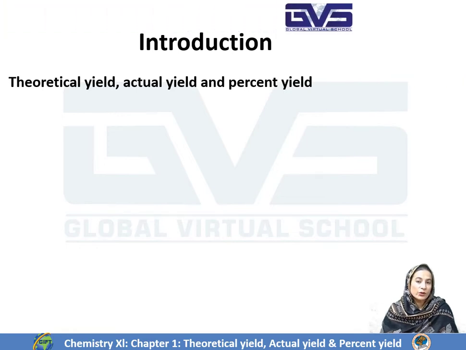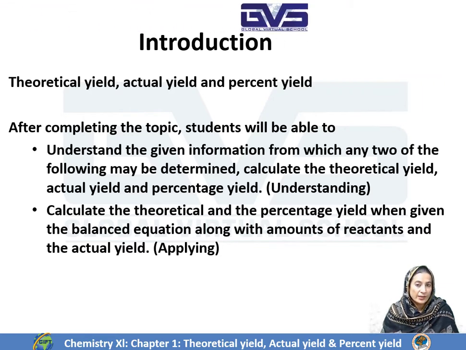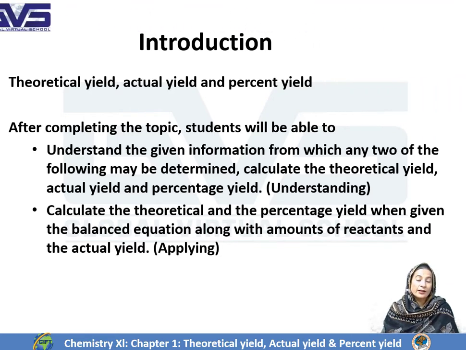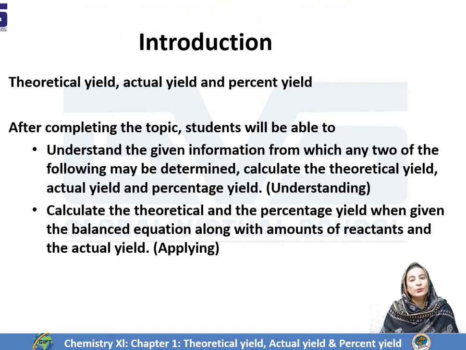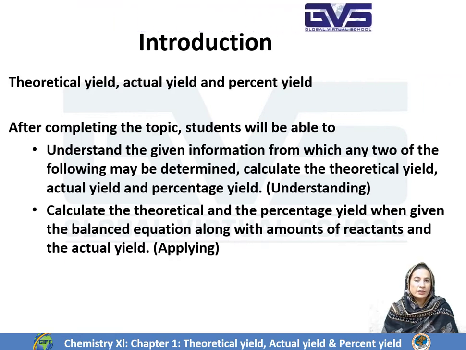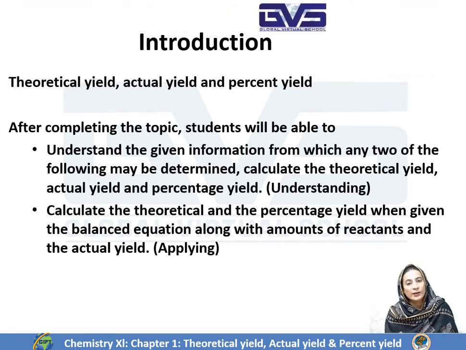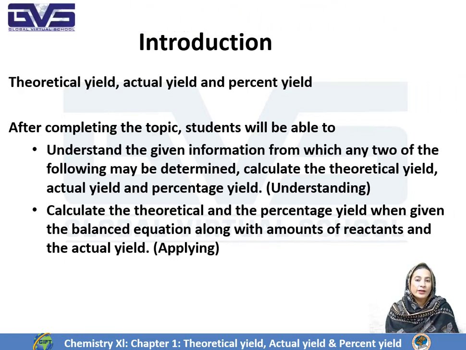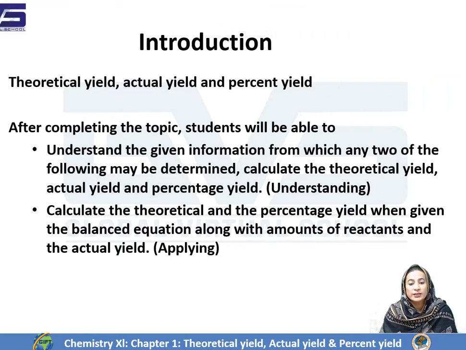But not only this topic, after completing the topic of mole, after completing the topic of limiting reactant, and then after completing the topic of theoretical yield, actual yield and percentage yield, you will be able to understand the given information from which any two of the following may be determined: theoretical yield, actual yield and percentage yield. If you have been given two types of yield, you can calculate the third one. I will tell you how many types of yields there are. You will be able to calculate the theoretical yield.